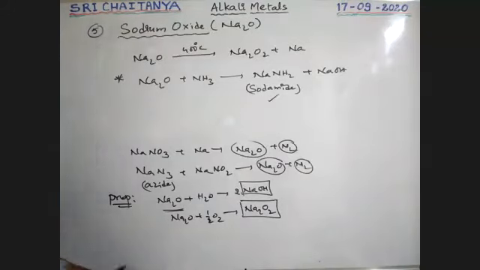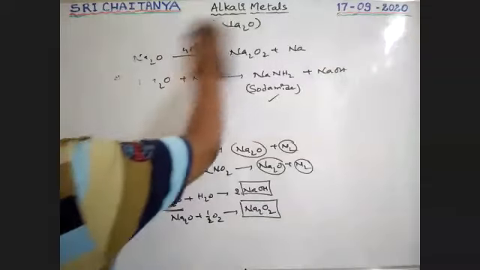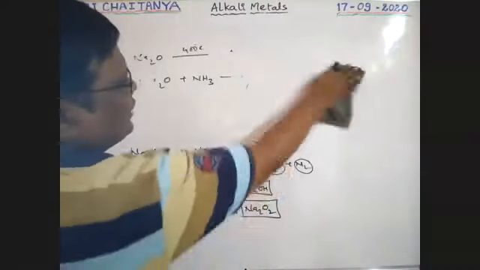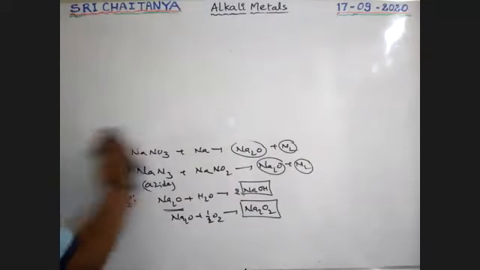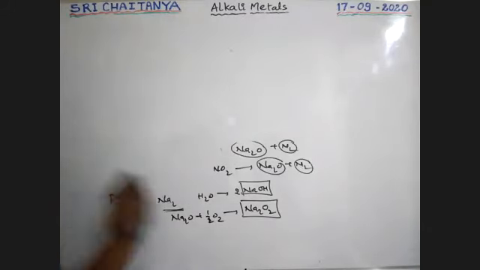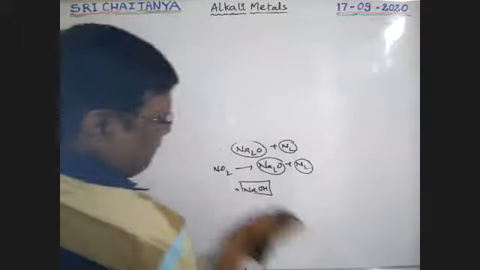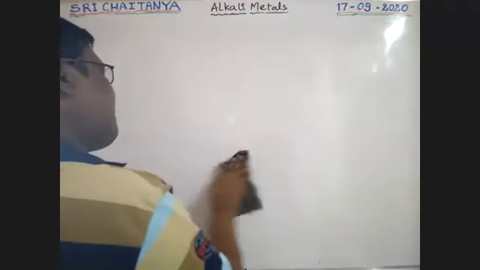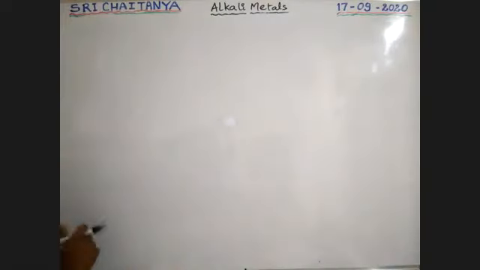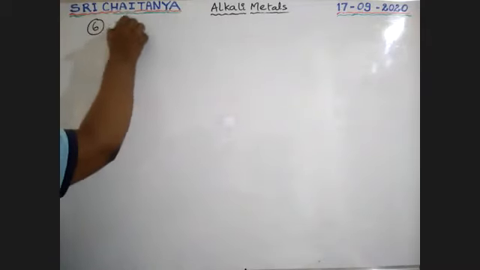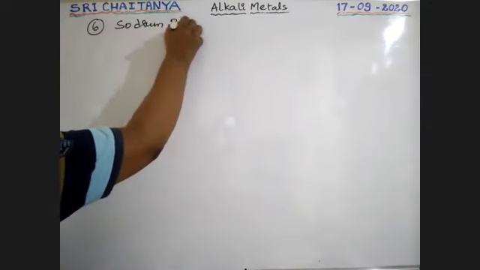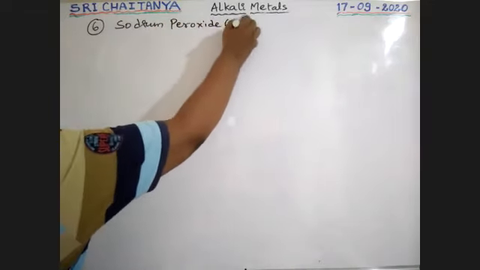Next one, sodium peroxide. Next compound, boys. All are small compounds, with little reactions. What is that? Sixth compound, sodium peroxide, Na2O2.